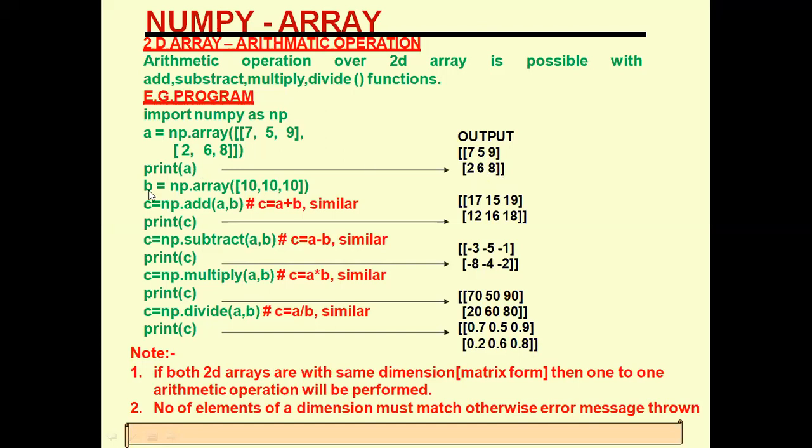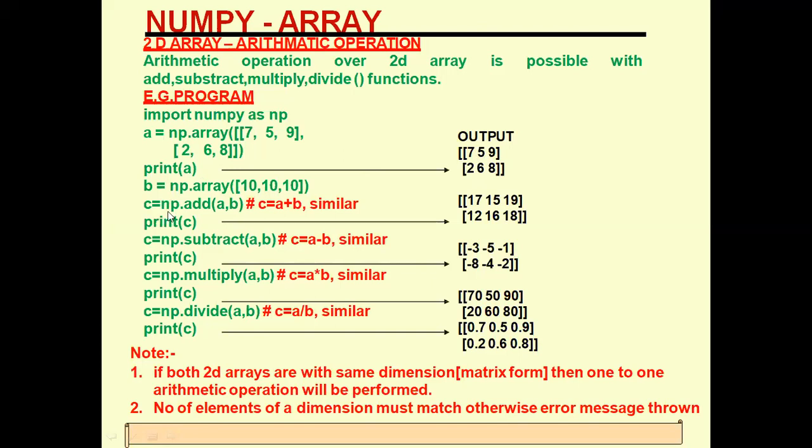So here is another variable b. b = np.array 10, 10, 10. What is 10, 10? Three elements which are added with the value 10 here. So now this is the addition. I am using the add function. c, what is c here? c is another variable equal to np.